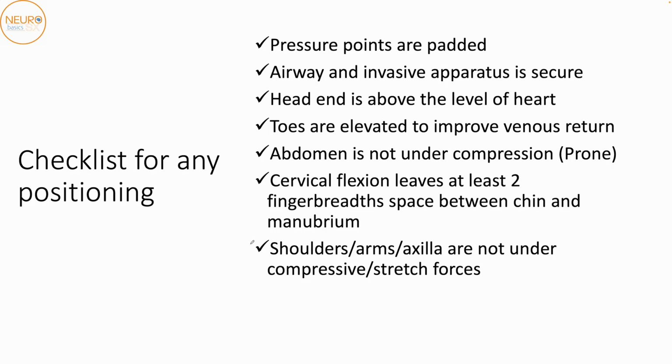Right, so that is all about the different types of positioning. I wanted to just point out this checklist for any positioning that you do. Make sure that the pressure points are always padded, that the airway and the invasive apparatus is always secure. The head end should preferably be above the level of the heart if you're operating on the head. The toes should be elevated to improve venous return. Make sure that the abdomen is not under compression for prone positioning. The cervical flexion should leave at least 2 finger breadths space between chin and manubrium. And the shoulders, arms and axilla are not under any compressive or stretch forces.